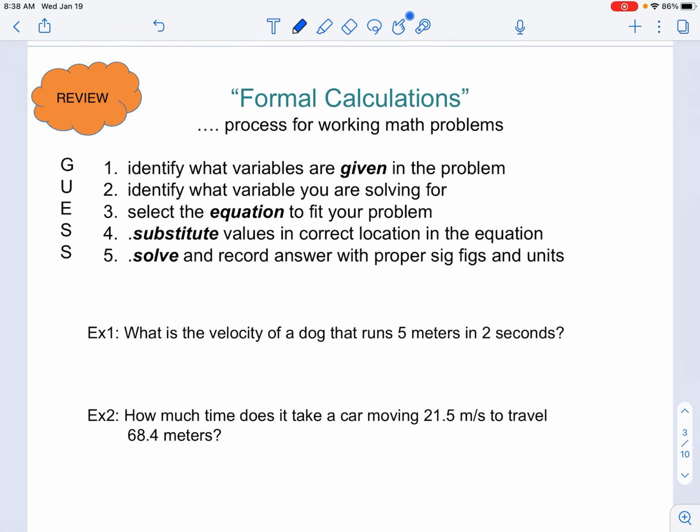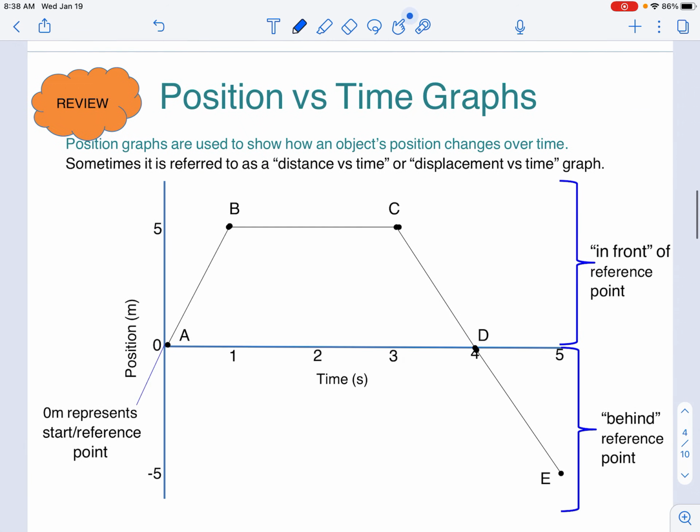All right, just a friendly reminder that we are going to be using the GUESS process whenever we work word problems, and we'll be working on some more word problems throughout this chapter. We're going to get a variety of equations in this chapter, and so we will be reviewing this process as we add more formulas to pick from. So just want to make sure that we are practicing the GUESS process on every single one of our math problems throughout the course.